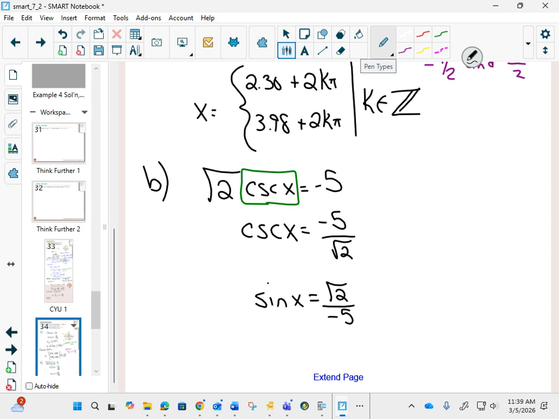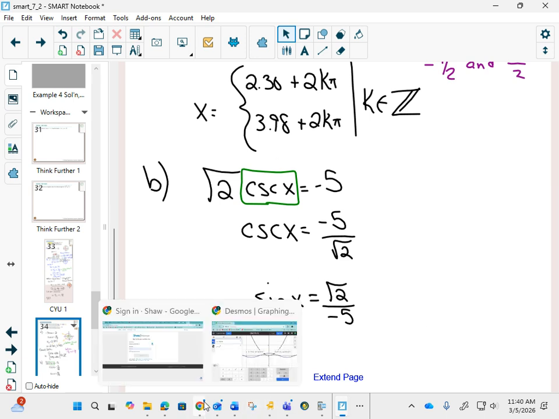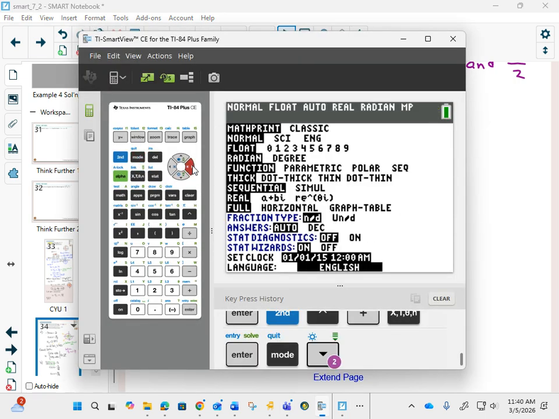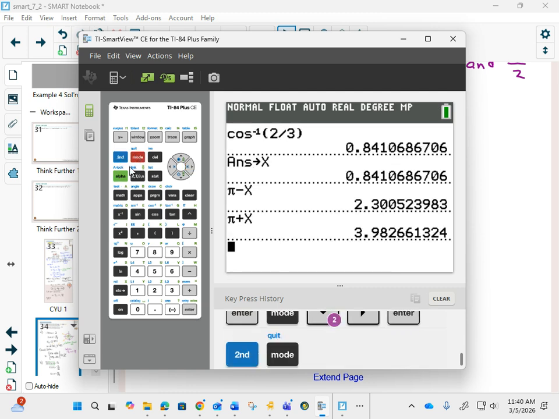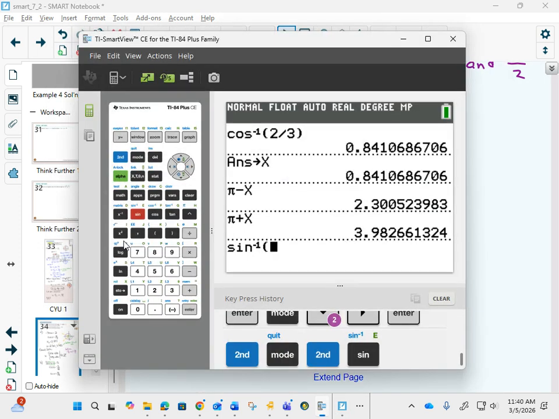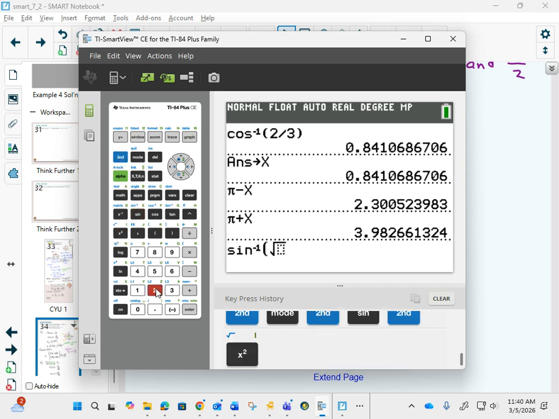This question's in degrees. Is that on your unit circle? No. We're going to have to find our reference angle. And when you pull out your calculator, on the exam, be prepared to switch back and forth between radians and degrees. So I go to my calculator, I'm going to hit the mode button, I'm going to switch this to degrees. And I'm going to go sine inverse of root 2, square root of 2, divided by negative 5.